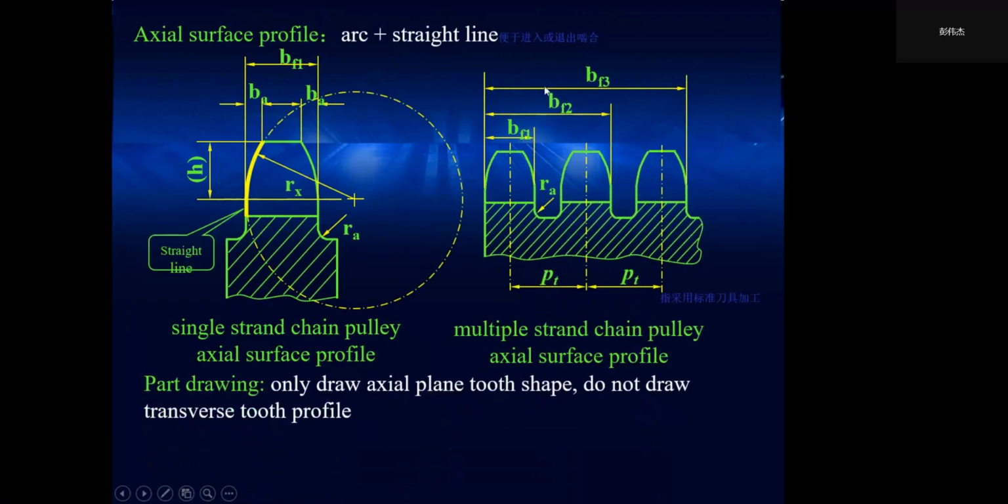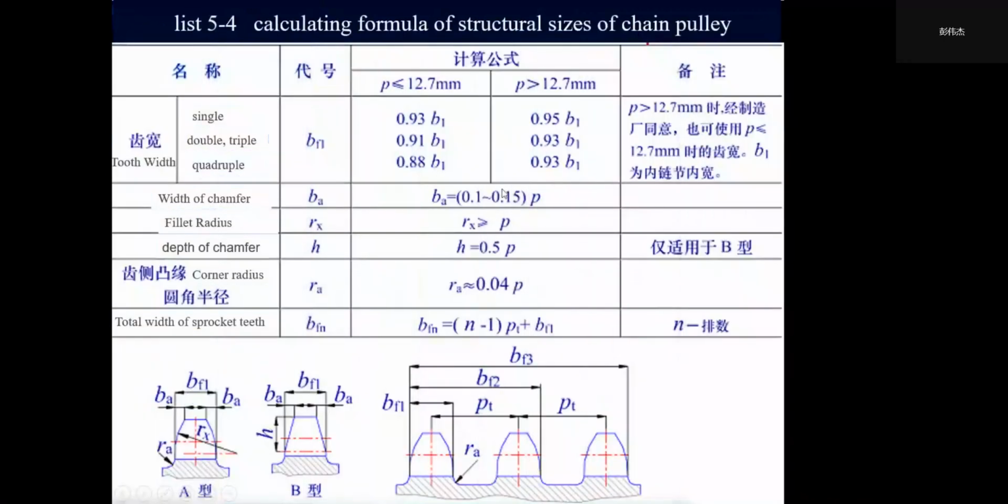And all the parameters you can obtain using this table. Use this list and you can find the values. This is for series A and this is for series B. This is for single strand and this is for multiple strand.